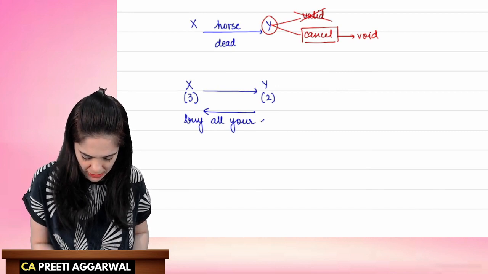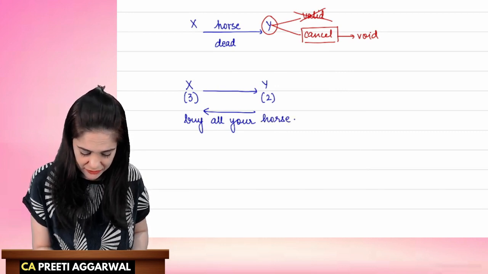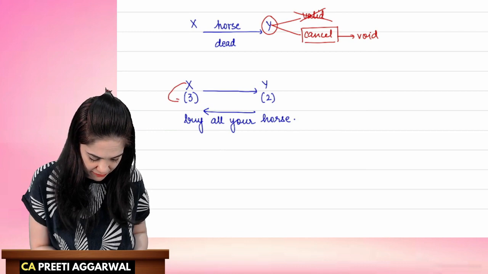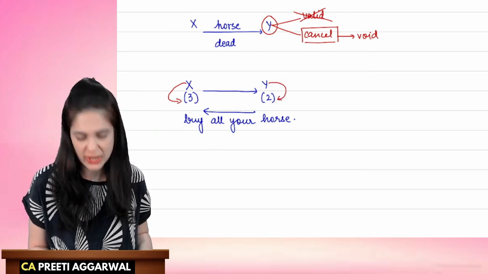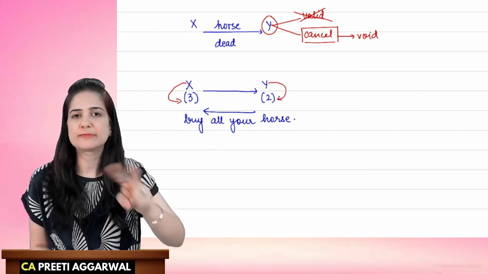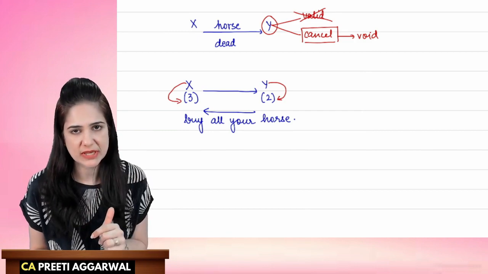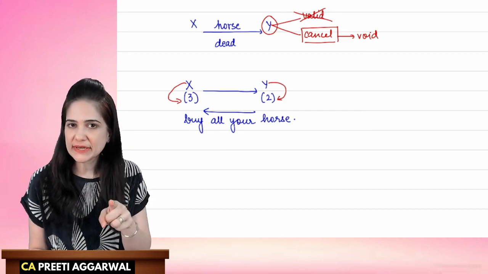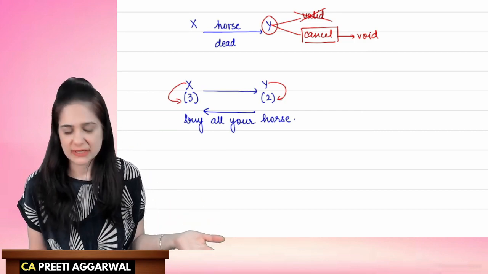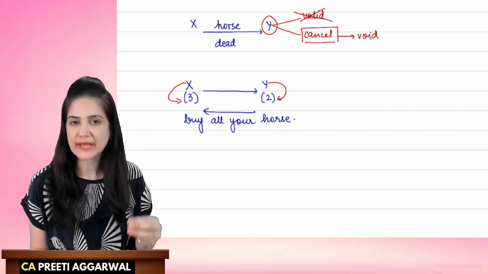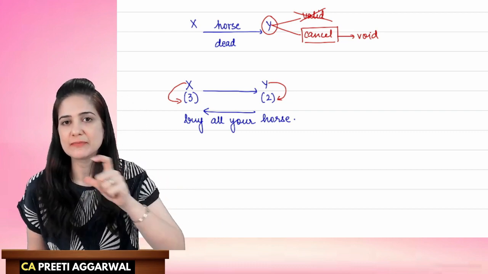Okay, I wish to buy all your horses. Now, at the time of delivery, X will deliver 3 horses, but Y says, no, I want only 2. Are they agreeing upon the same quantity in the same sense? There is mistake of quantity. The contract is not valid. So X and Y are not agreeing upon the same quantity in the same sense.